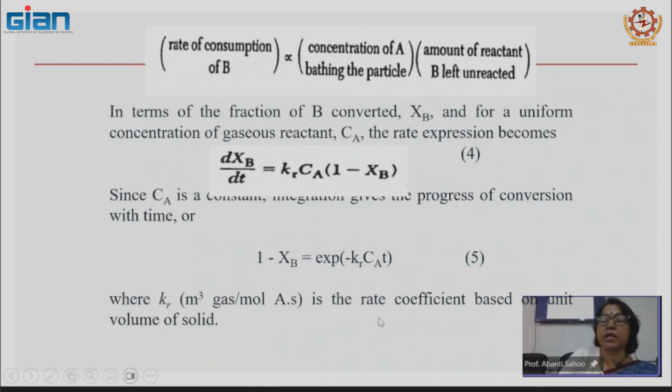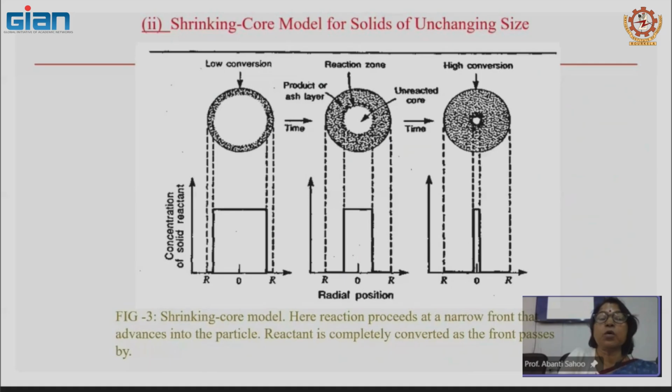So, this is the rate coefficient based on the unit volume of solid. Now, for the shrinking core model, as I told, in this case the reaction rate is the controlling rate and diffusion is slow, because these solid particles are not porous in structure; only small pores will be there. So the gas, when it approaches these small pores, will not diffuse. It just approaches, that means it is in contact with the solid particles.